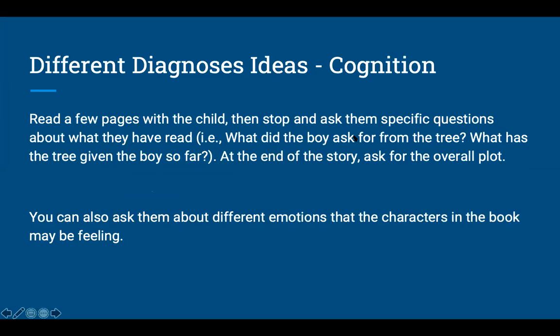Then for cognition, you could have them read a few pages, or you can read the pages together, and then stop to ask more specific comprehension questions. So things like, what did the boy ask for from the tree? Or what two things has the tree given the boy so far? Or what was the second thing that the tree gave to the boy? And then at the end, you can just talk about like the overall plot.